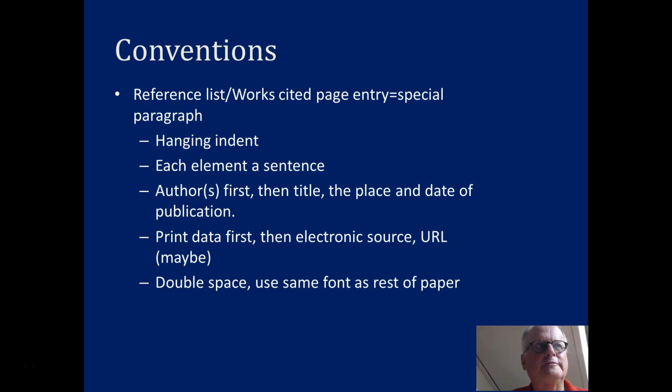If it's an article that's been printed someplace, like a newspaper article, you would list the author, the title, the name of the newspaper, and then you would include the URL to indicate that it was something you found online. And each entry on a works cited page or a reference page is going to be double spaced and in the same font as the rest of the paper.